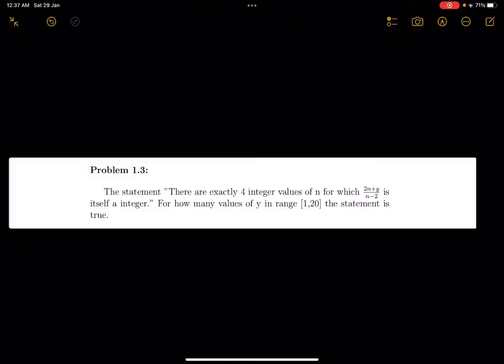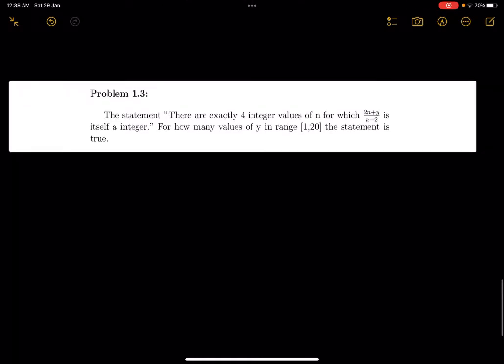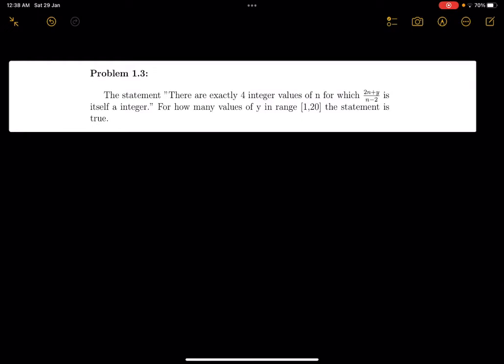So here we have the third question of the set, where it says the statement there are exactly 4 integer values of n for which 2n plus y upon n minus 2 is itself an integer. For how many values of y in the range of 1 to 20 is the statement true. So it's a beautiful question on number theory. Please pause the video and try the question yourself. So let's start the solution. So here it is given that 2n plus y upon n minus 2 is an integer.